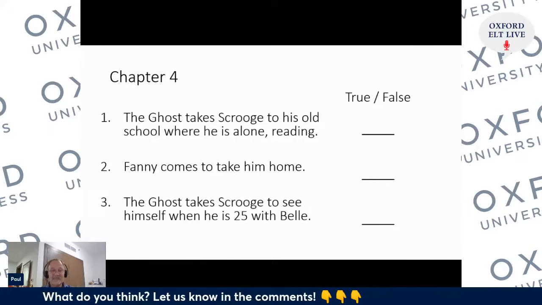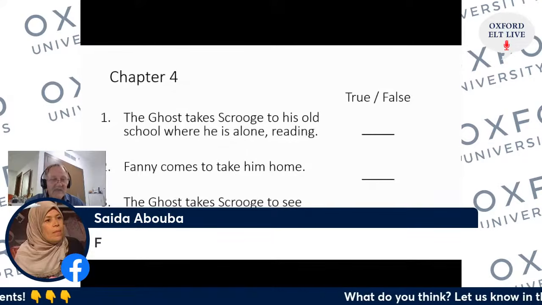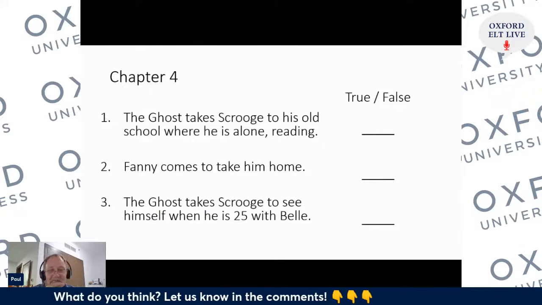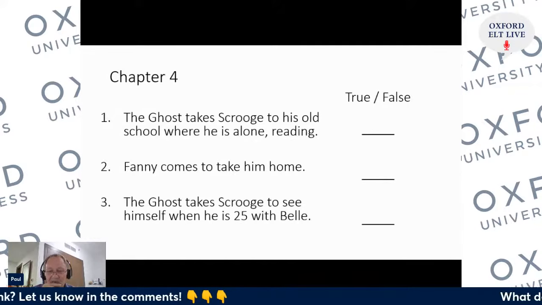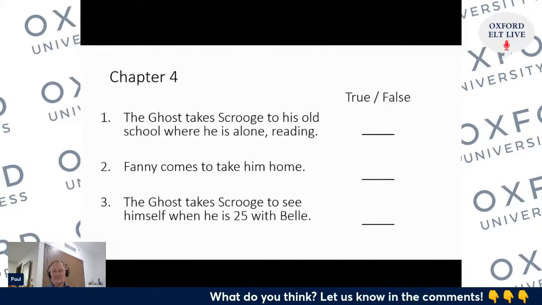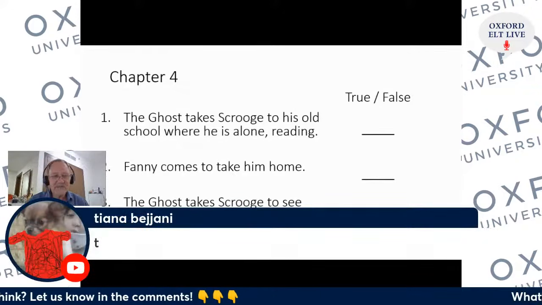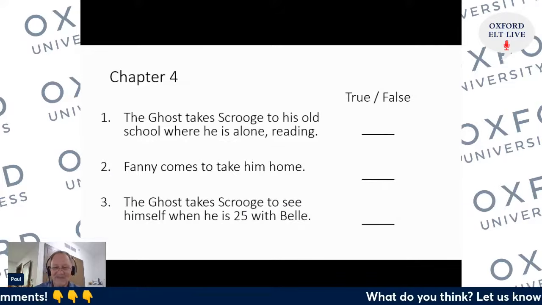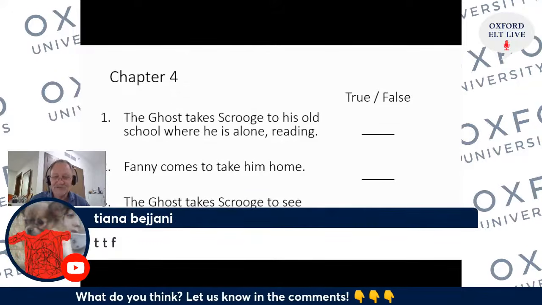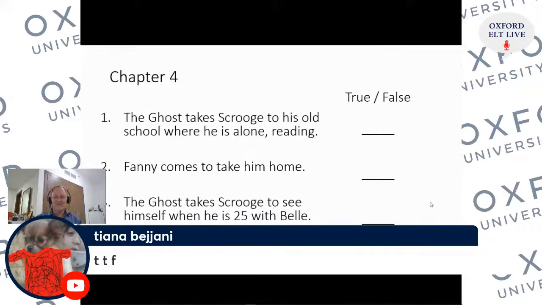Number 1, Saida says, is that number 1? Okay, so Saida says number 1 is false. Jolanta says number 1, but Tiana says it's true. So, yes, Tiana's really quick on the, yeah, well done, Tiana. Tiana's got true, number 1, true, number 2, and false for number 3. Tiana, I wonder why number 3 is false.